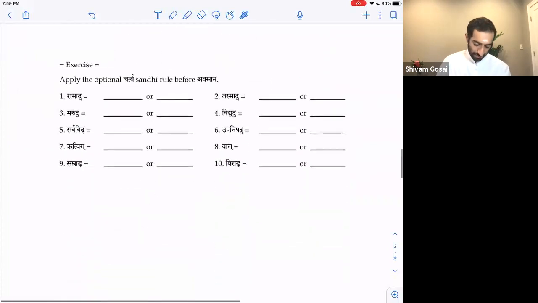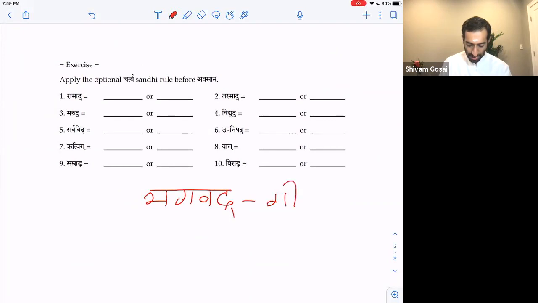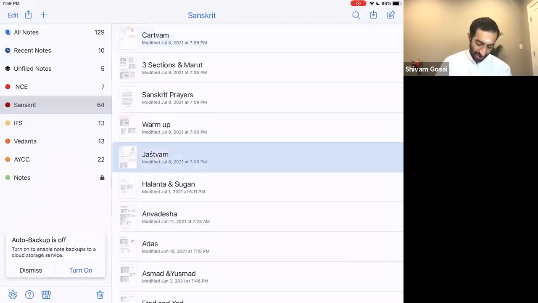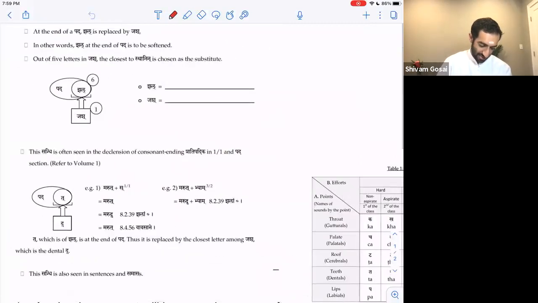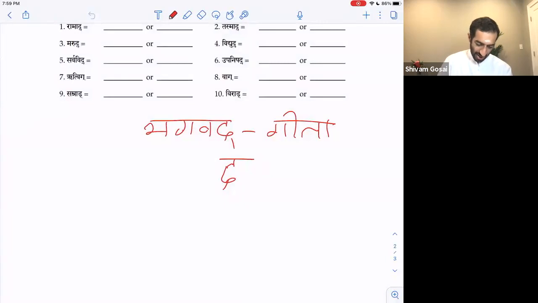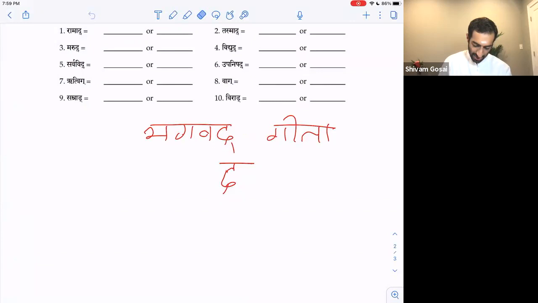So, Bhagavad Gita. I have a dakara followed by a consonant. Sorry, my handwriting isn't the best with this. I have a dakara at the end of it. So this was Bhagavat.